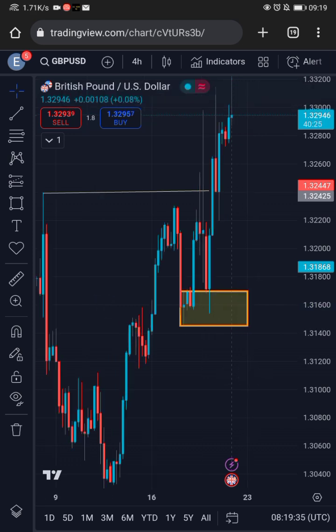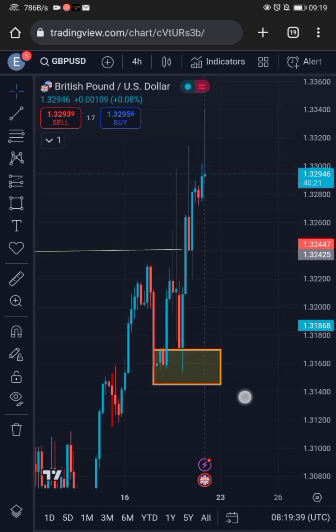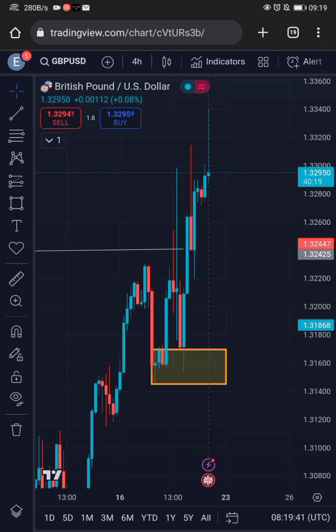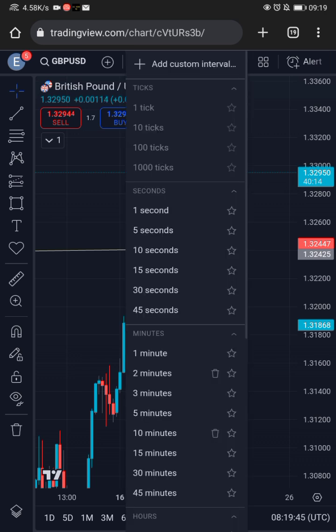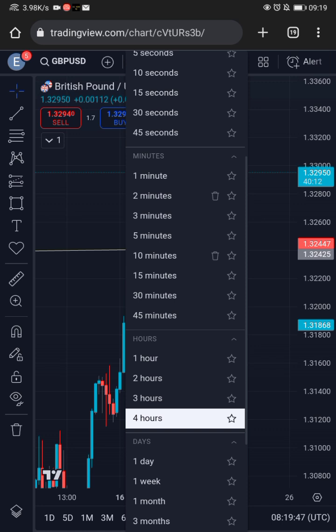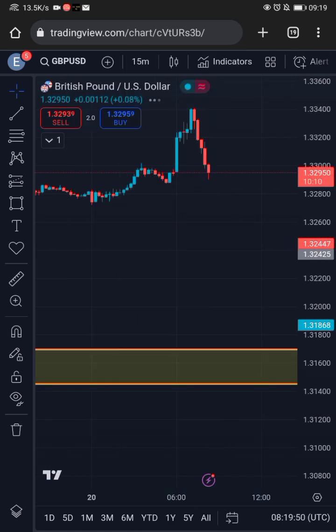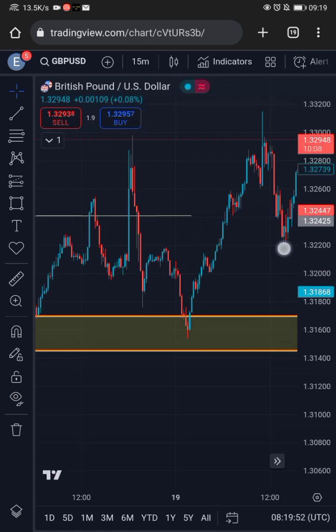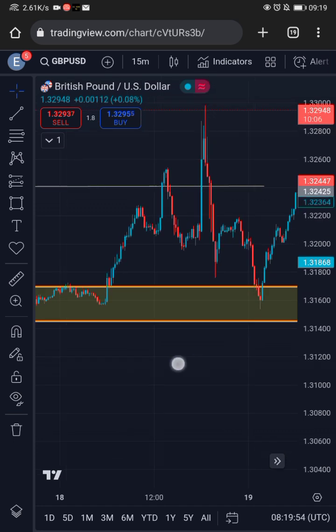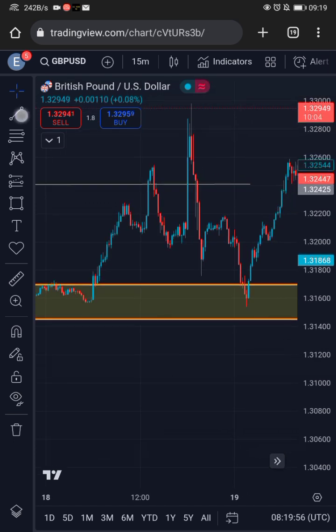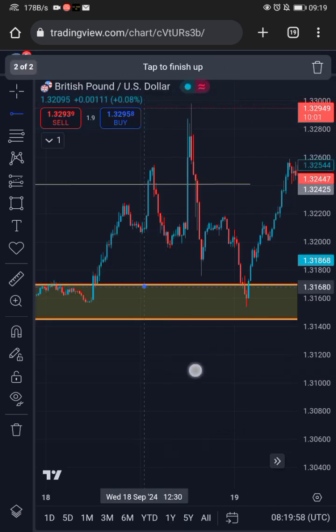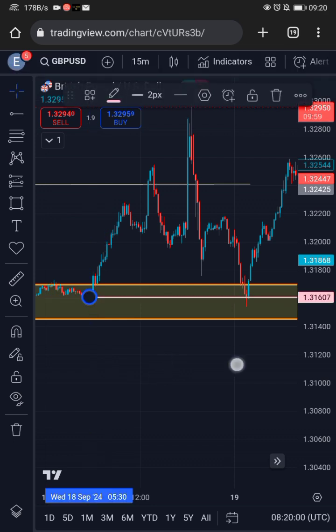Then you scale down to your M15. You can have two things to enter this trade with. It's either you wait for the market to come back. Let's go to like a 30 minutes chart, but normally I use M15. So here was the zone on your M15. Once you scale down to your M15, this is the zone you will meet.